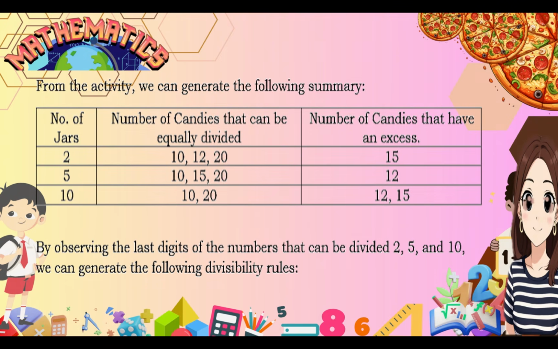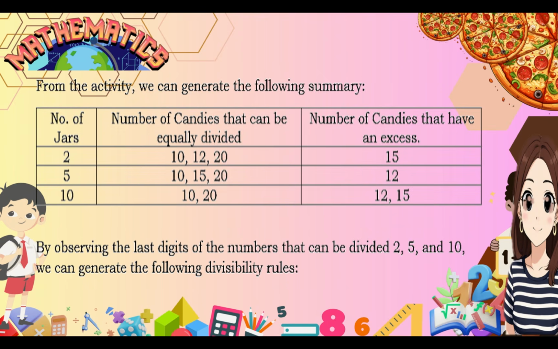And for the 5 jars, we can divide the packs containing 10 candies, 15 candies, and 20 candies equally. However, the pack containing 12 candies cannot be divided equally because there will be 2 candies excess. For 10 jars, the packs of candies that can be divided equally are the packs containing 10 candies and 20 candies. Packs containing 12 candies and 15 candies cannot be divided equally, since for 12 there will be an excess of 2 and for 15 there will be an excess of 5 candies.